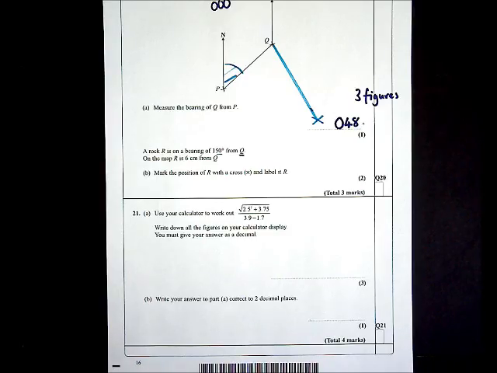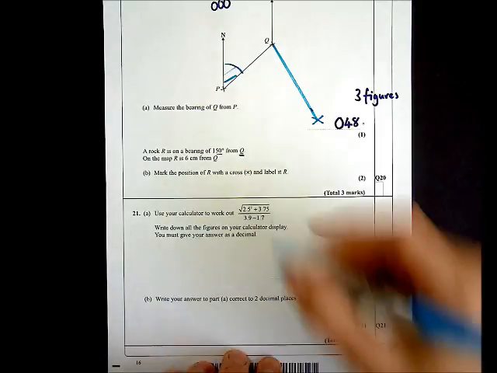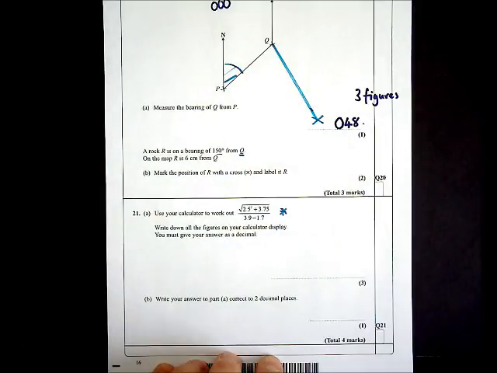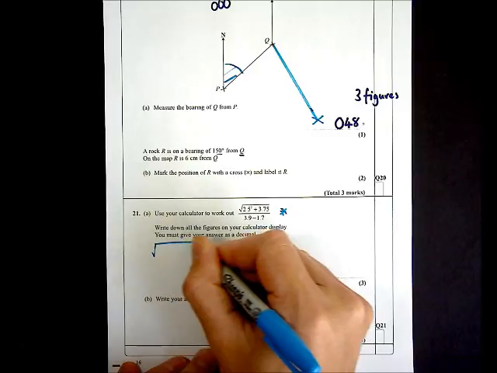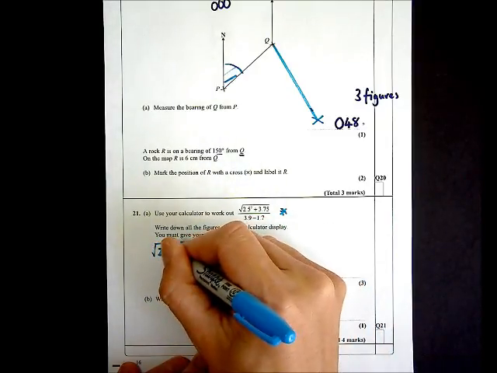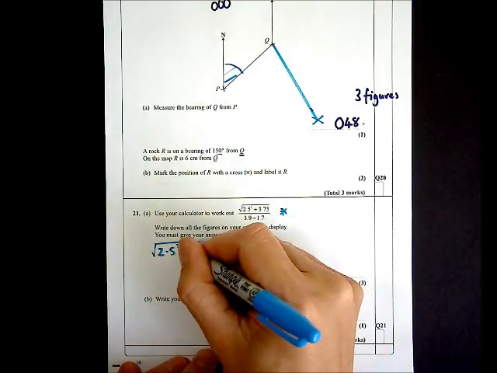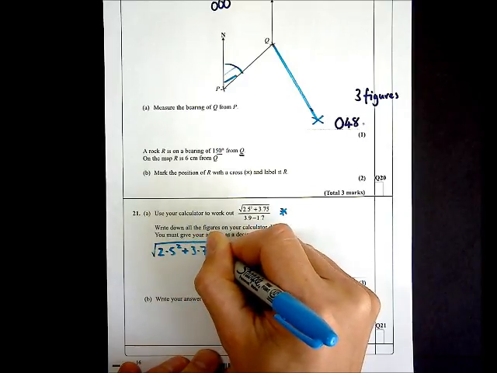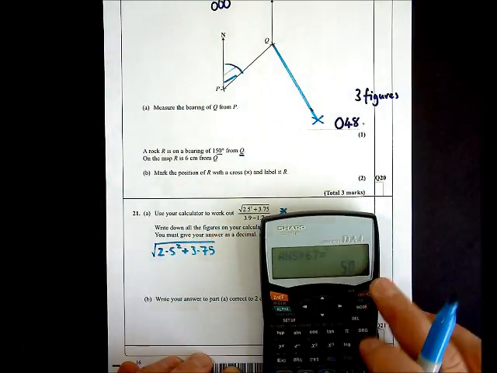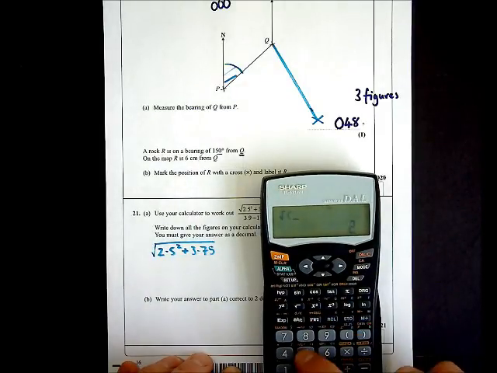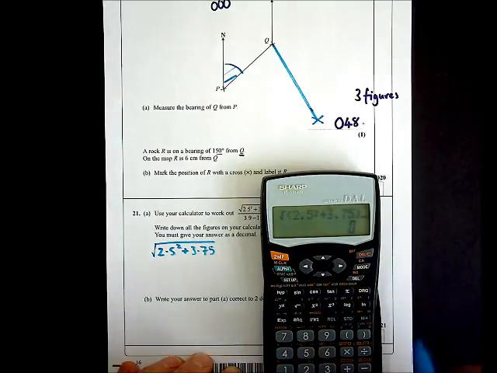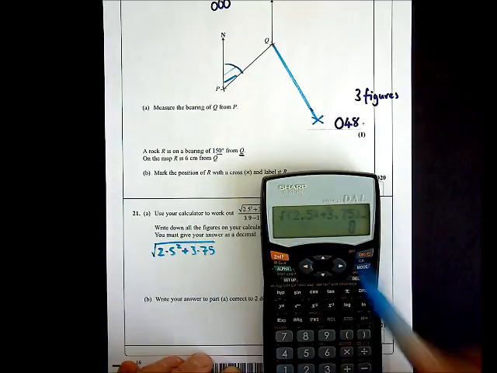On question 21, I'm asked to use my calculator to work out this sum here. So I would advise that unless you're really confident in the use of your calculator, you do this in two separate parts. The first one will be to work out the numerator, which is 2.5 squared, with 3.75 added on, and then that number square rooted. So square root of, and in brackets, 2.5 squared plus 3.75, close the brackets, so it will do everything inside the brackets first, and then it will square root that answer.